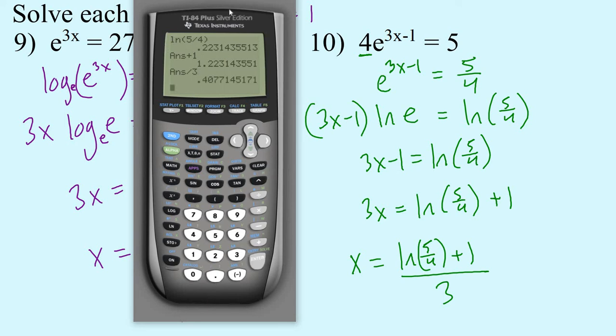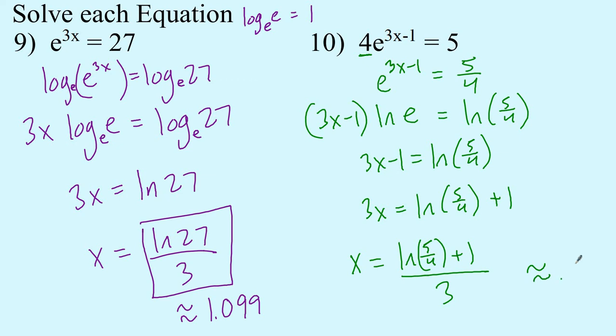So notice I didn't try to write it as one big thing. I didn't have to worry about parentheses. I did it one step at a time, just like we did on the right-hand side. So rounded to 3 decimal places, that's 0.408. Okay, this is your exact answer. All right, if you have any questions, come see me in class.